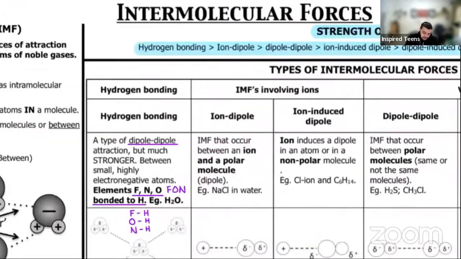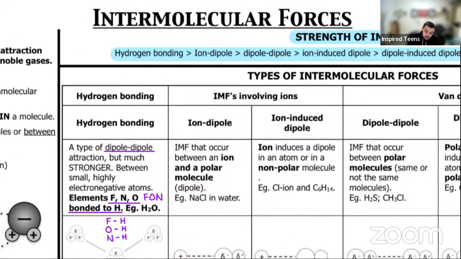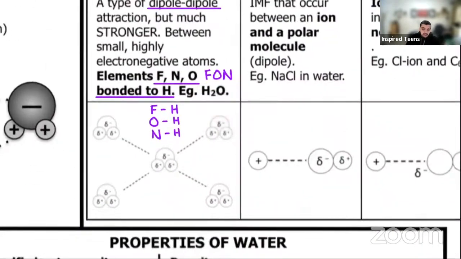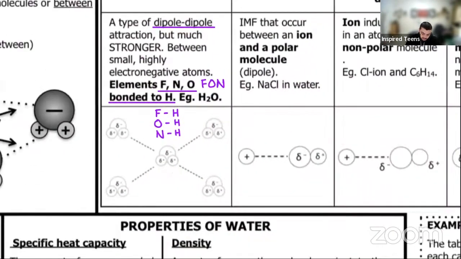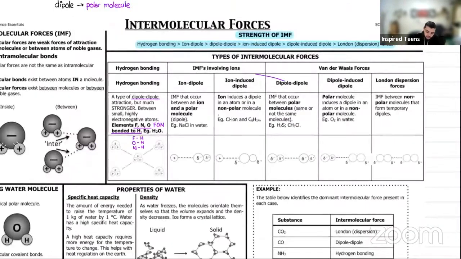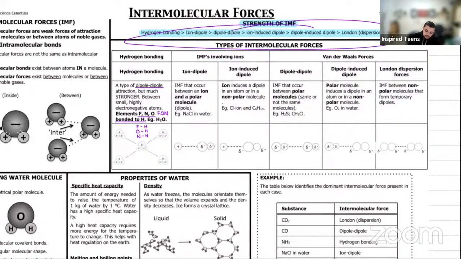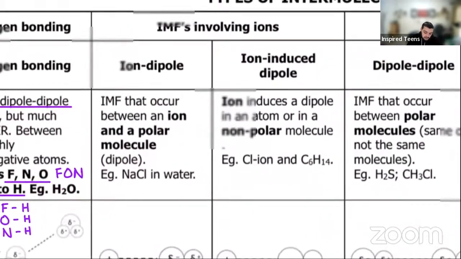Remember, if you look at the list, hydrogen bonding is actually the strongest of all intermolecular forces. So it's a very strong intermolecular force. These are not in order here, they just structure it differently, but the correct order is on top. Please keep that in mind.